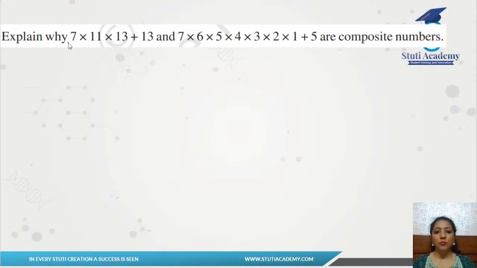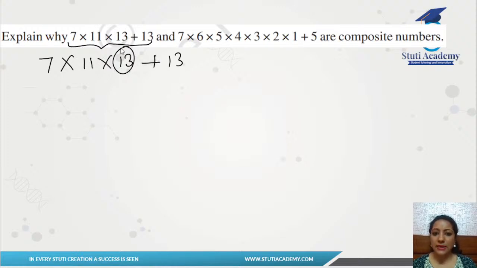So we have to explain why these are composite numbers. I'm just taking the first part here. There are 2 ways of doing it. Either you take 7 into 11 into 13, multiply, add 13 to it, you will get a big number, then you prime factorize it, and then you say that yes, it has a lot of factors, so it's a composite number. But that's quite tedious, so we'll go very logically here. We'll avoid any hectic calculations.